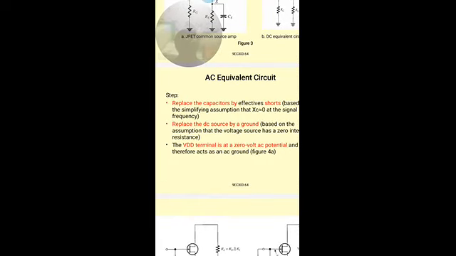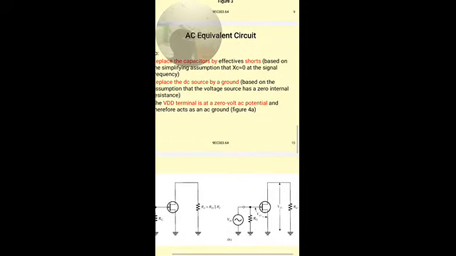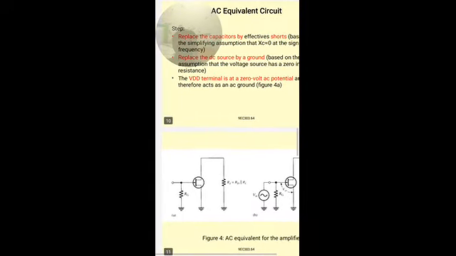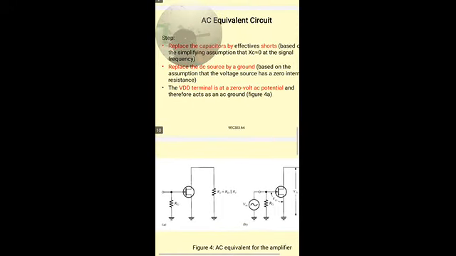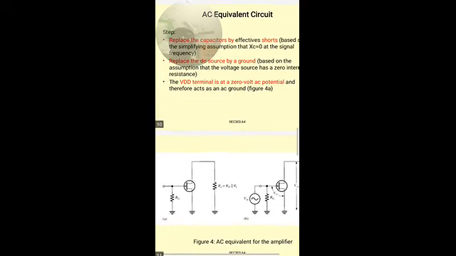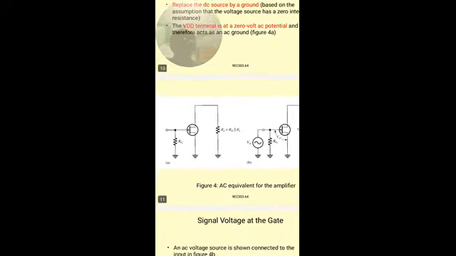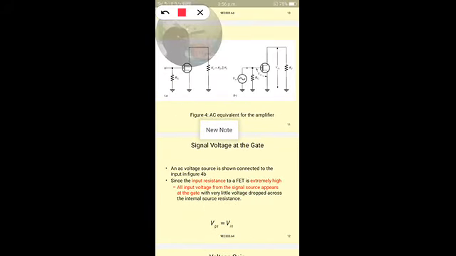Step 2 is to draw the AC equivalent circuit, replacing all the capacitors by short circuits, and replacing the DC source by ground, with the VDD terminal at 0 volts. So this is the AC equivalent circuit of the common source JFET amplifier after the capacitors are replaced with short circuits.